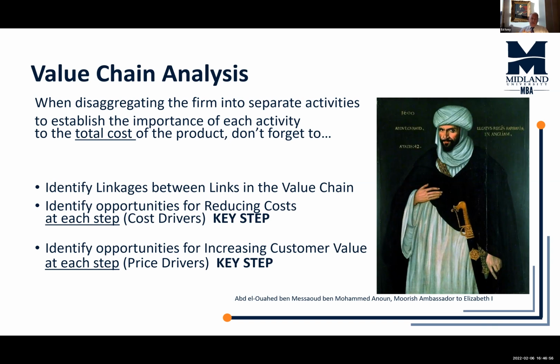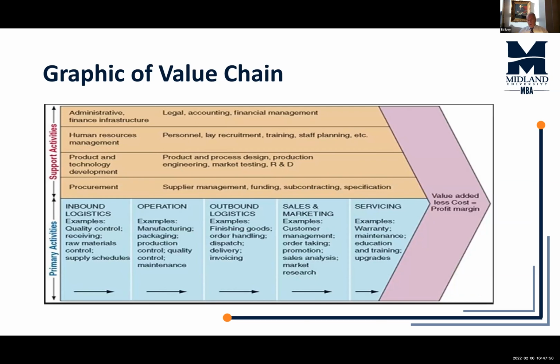Similar to our previous slide, in analyzing the value chain, we should not forget to identify those links, that space in between the chain. So understanding what it is that's holding those links together and helping us, again, to reduce those costs at each step, and to identify where we can increase the value, so those price drivers at each step. What are some of the things that we can do with that? We look at each particular item, and we determine what we can do for each of those items. And then here is a graphic of Porter's value chain.